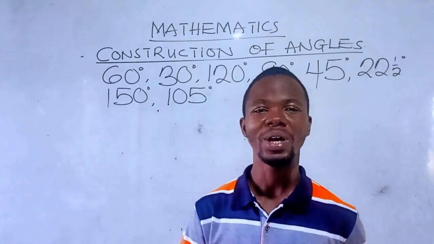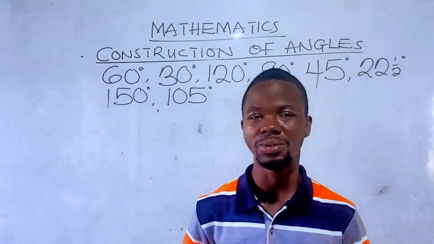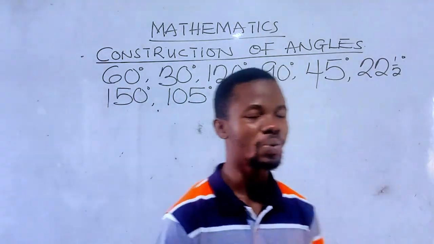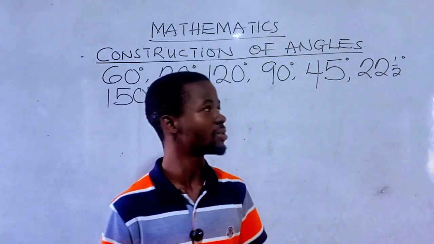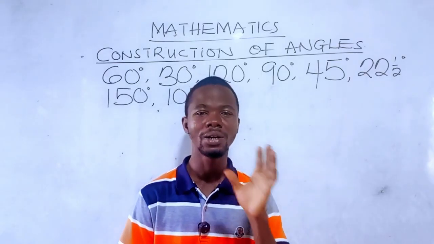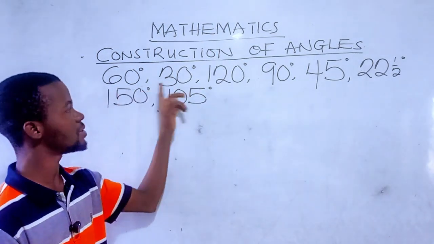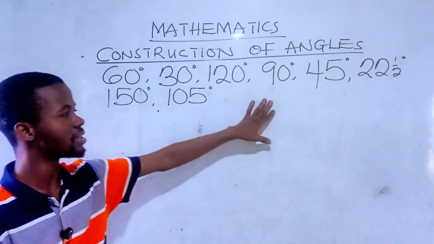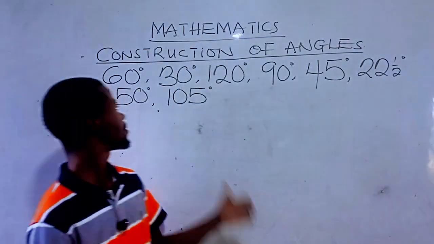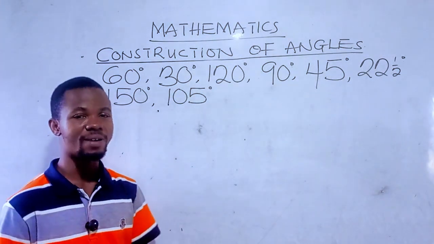In this lesson, we are looking at construction of angles. Angles are one of the things which are cardinal and very crucial to geometric constructions. We look at some standard angles which we can construct using our compass and our ruler only. So these are the angles. We have 60 degrees, 30 degrees, 120 degrees, 90 degrees, 45 degrees, 22.5 degrees. We have 150 degrees, and we also have 105 degrees.